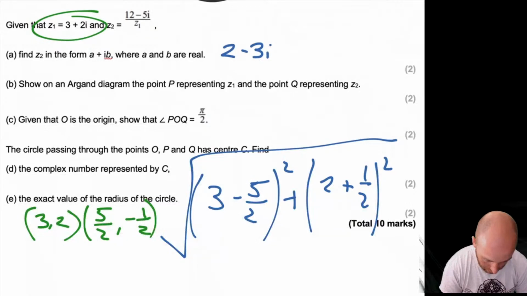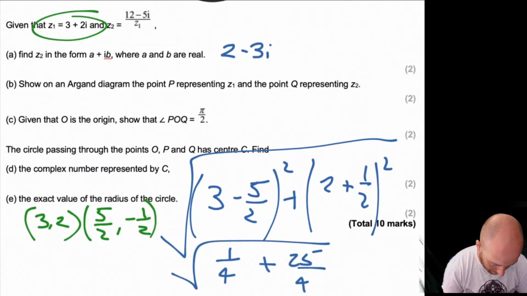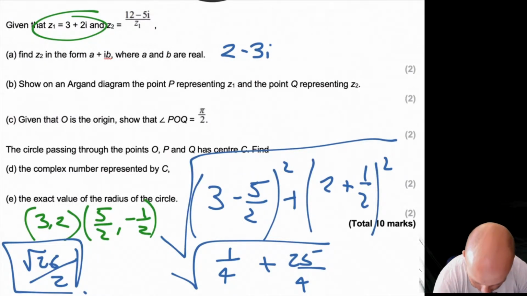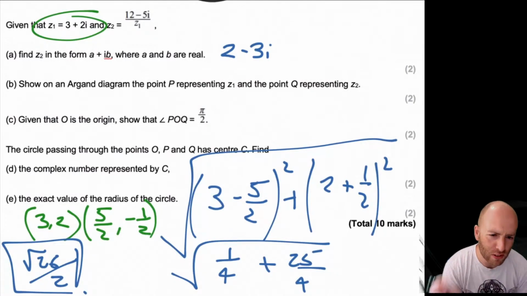Get up, trusty calculator. That's a quarter. 25 over 4. Square root that. You get root 26 over 2 for my answer. Goes to distance from the origin. Oh yeah, because the origin's on the circle as well. This is what happens when you don't have a sketch in front of you. You forget key details like this. Yeah, that'll work just as easily.